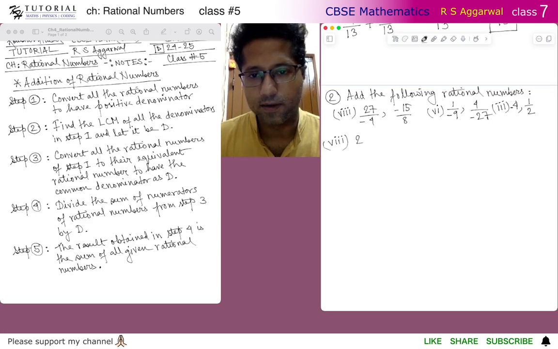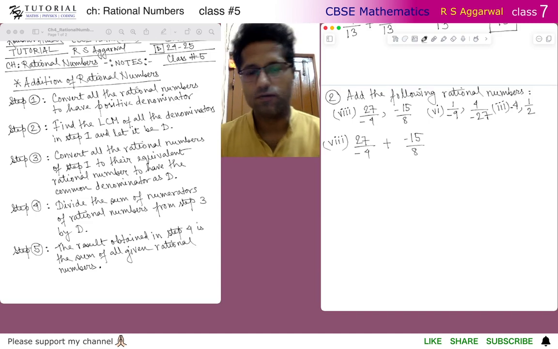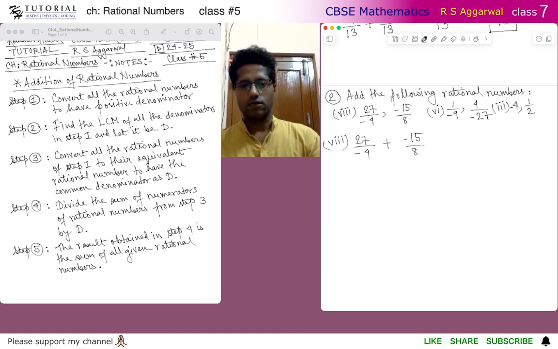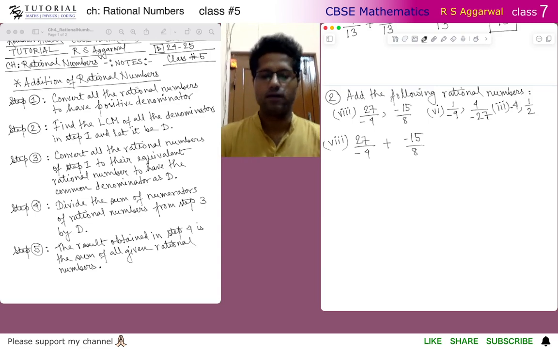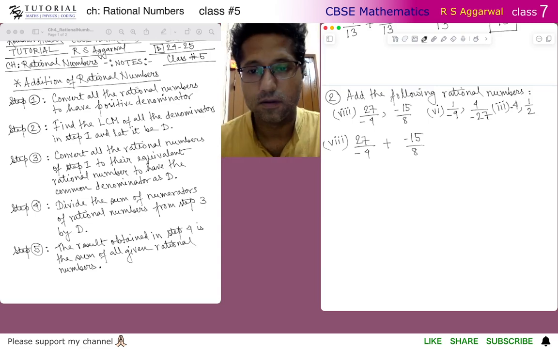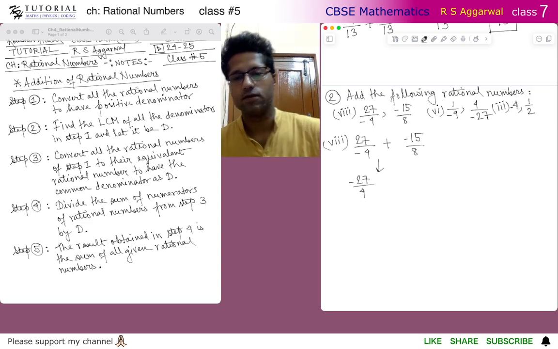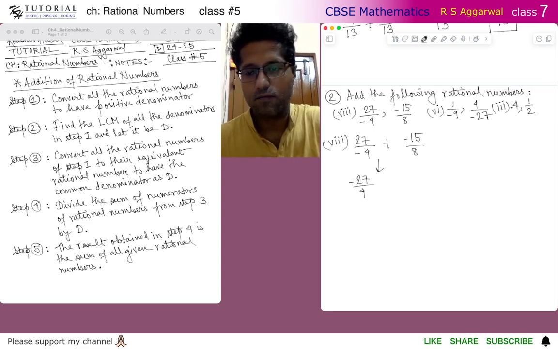It says to add 27 by minus 4 plus minus 15 by 8. So first we have to convert all the rational numbers, especially the first one, so that it has a positive denominator. So as per step 1, it becomes minus 27 by... how do we make the denominator positive? If it's negative, we multiply both the numerator and the denominator by minus 1. So this becomes minus 15 by 8. So we have completed step 1.